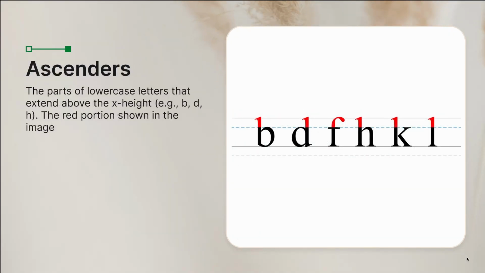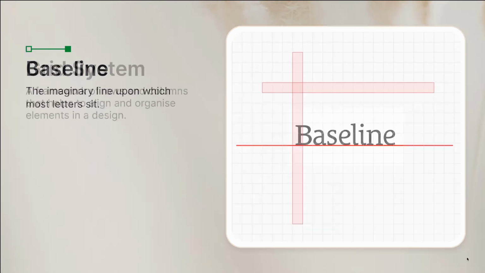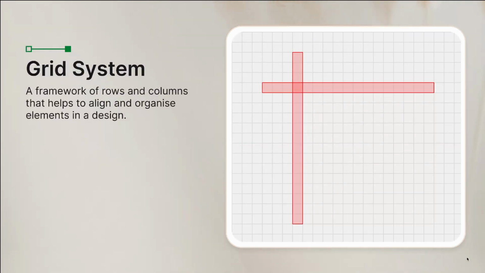Ascenders, the part of lowercase letters that extend above the X height. Example, the red portion shown in the image is representing ascenders. Baseline, the imaginary line upon which most letters sit. Grid system, a framework of rows and columns that helps to align and organize elements in a design. Layout, the arrangement of elements on a page or screen.